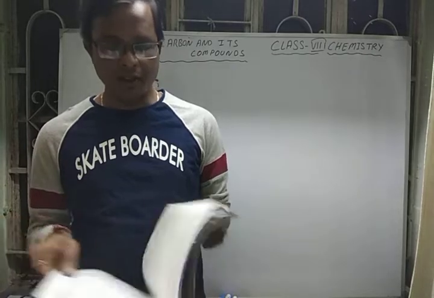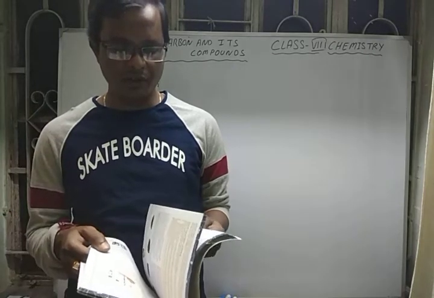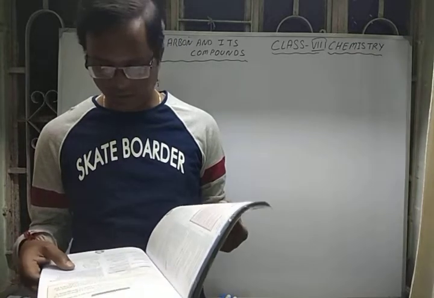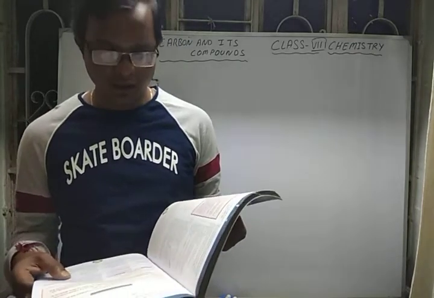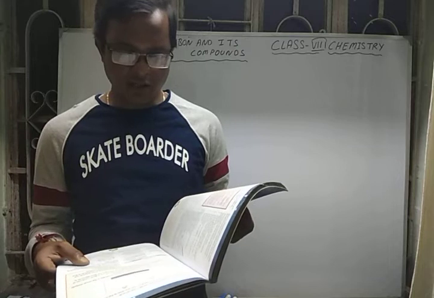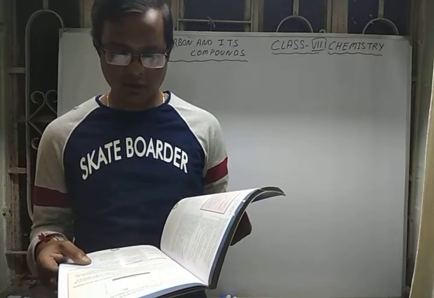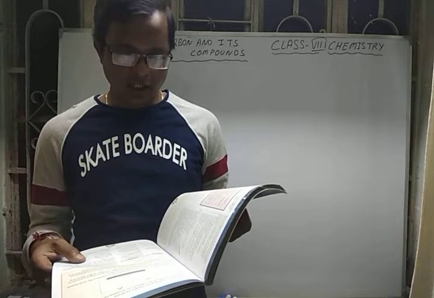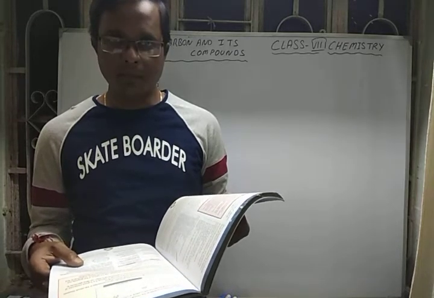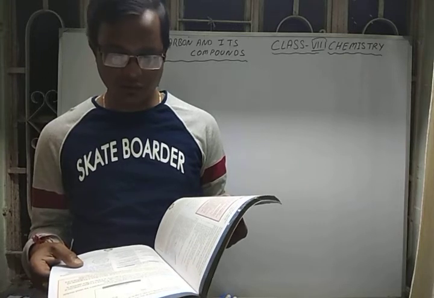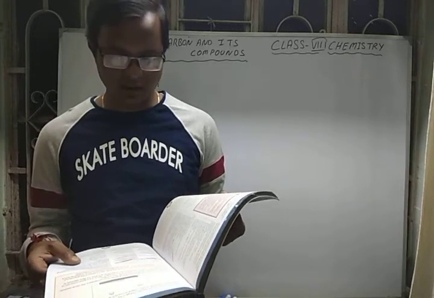Next is diamond and graphite. On the basis of their physical properties, you can easily differentiate between diamond and graphite. It is also given on your page number 151. Diamond is colorless and transparent, whereas graphite is grayish black in color with a shiny appearance. Diamond does not leave a mark on paper, but graphite leaves a mark on paper, so we use it as the lead of a pencil.